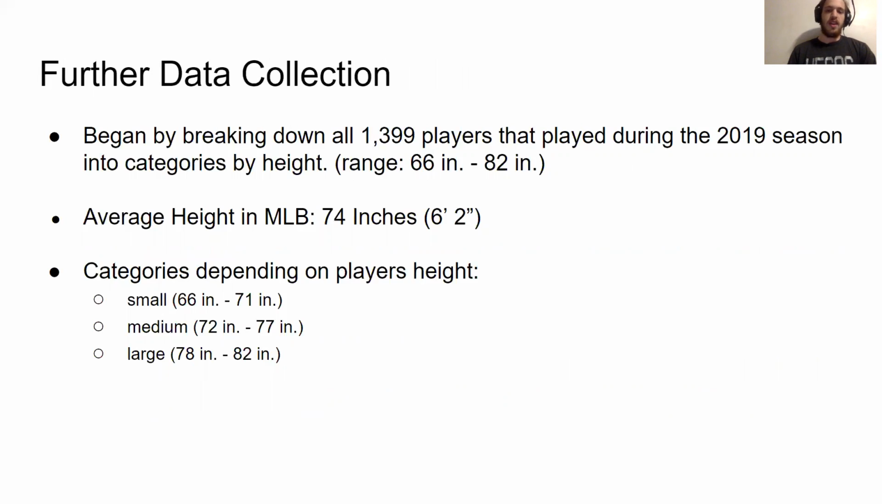And once we did get this data, we began by breaking down the 1,399 players that played during the season into three different categories by height, which ranged from 5'6" or 66 inches to 82 inches, which would be 6'10".